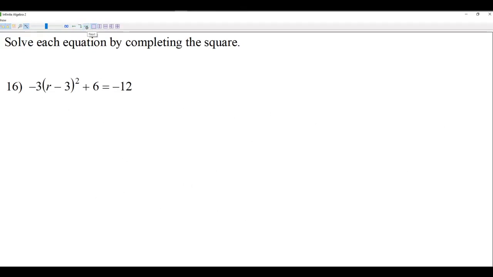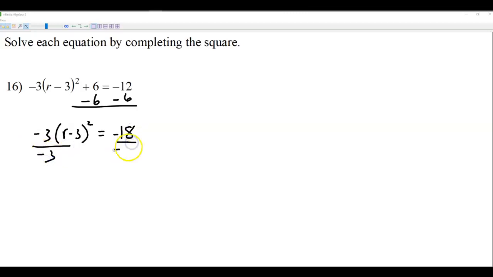Let's take a look at number 16. Same thing, get rid of the outside numbers first. Addition or subtraction is our first move in that process. Then division. Square root.